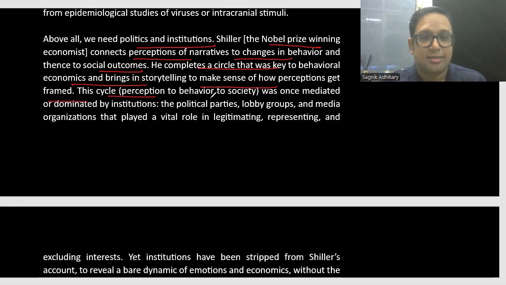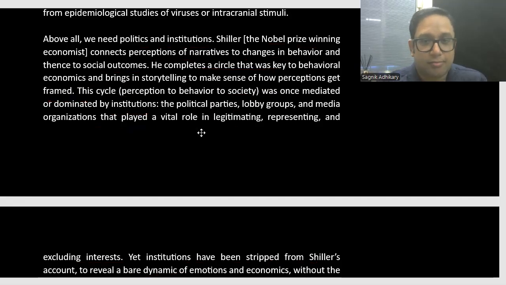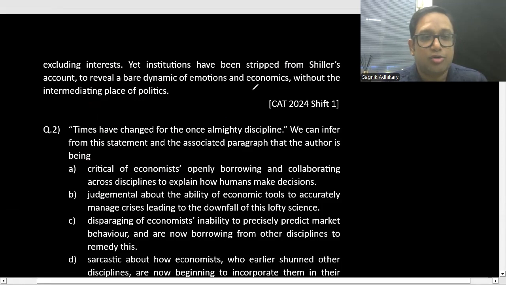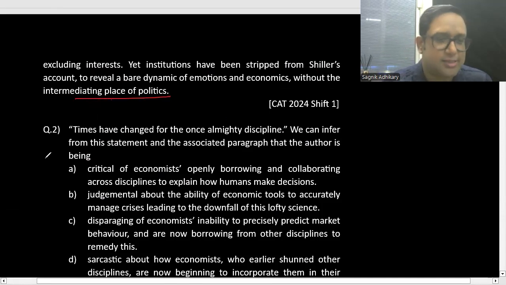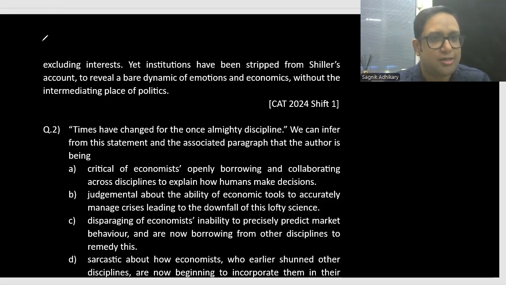This cycle, perception to behavior to society, was once mediated or dominated by institutions, the political parties, lobby groups, and media organizations that played a vital role in legitimating, representing, and excluding interests. Yet, institutions have been stripped from Schiller's account to reveal a bare dynamic of emotions and economics. The passage ends by saying, without the intermediate place of politics. So the last paragraph talks about Schiller, the connection between sociopolitics and economics. Let us look at the questions.